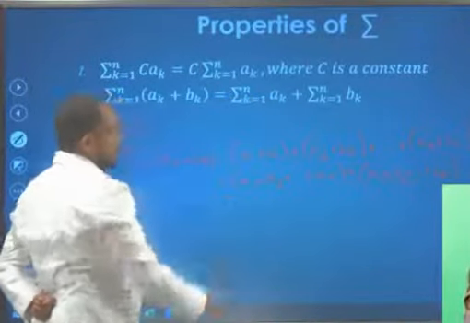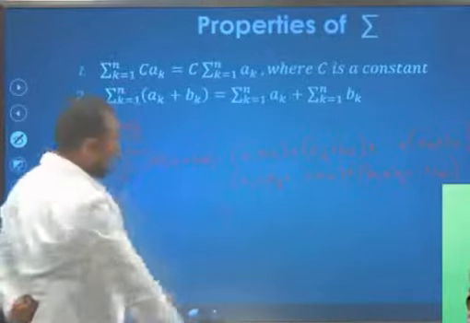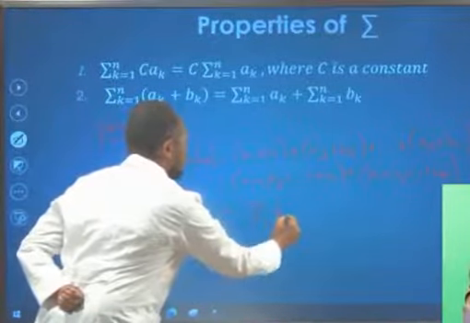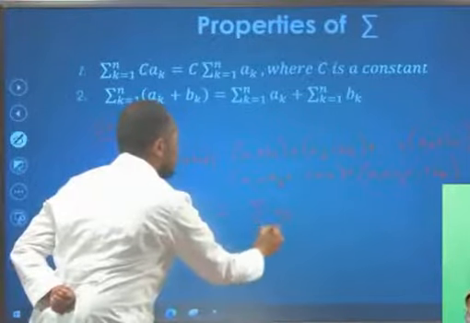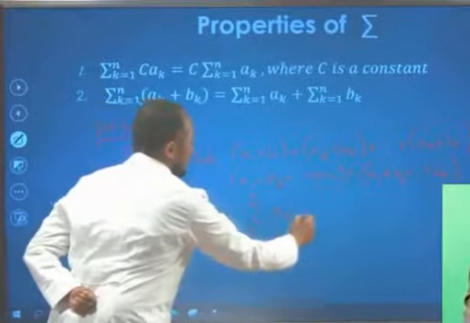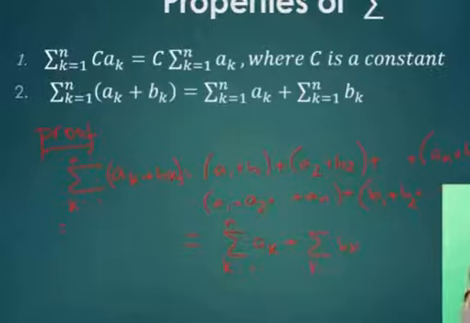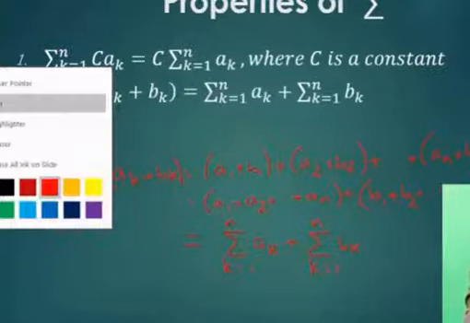Therefore, this means it is the summation of AK, K starts from 1 up to n, plus the summation of BK, K starts from 1 up to n. So this completes the proof. Simply, you can see that summation notation is distributive over addition. Now let's proceed to the third property.